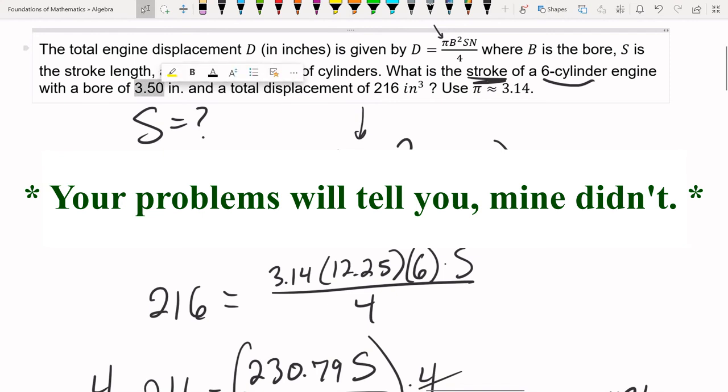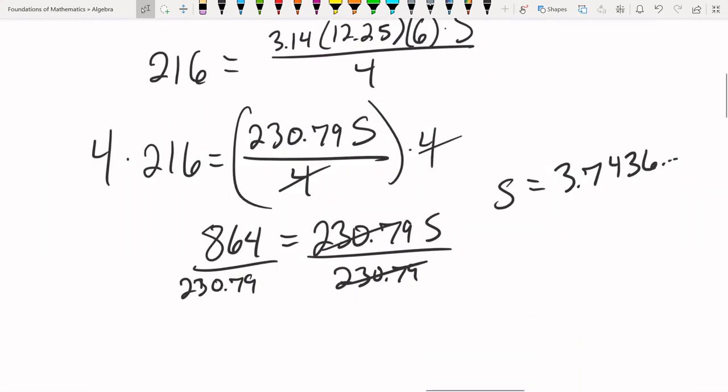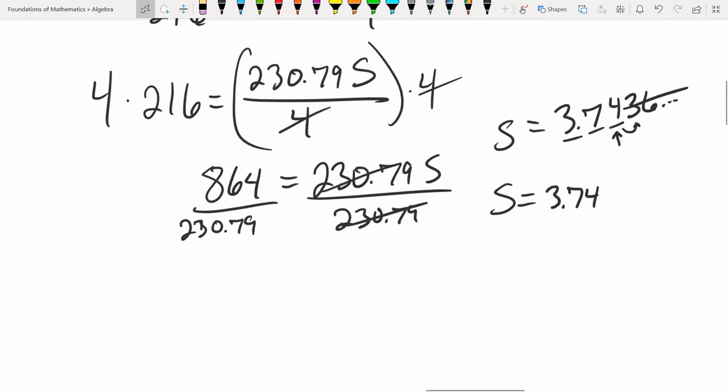This doesn't say any kind of rounding, but as you can see, most everything has 3 places, 3 significant digits. So I'm going to round to 3 significant figures here. 3 significant figures is going to be this place here. We look to this place. It's not 5 or greater, so we can just drop that. So we get 3.74, and this is the stroke length, which everything is in inches except for the displacement, which is in inches cubed, and this is going to be an inch.